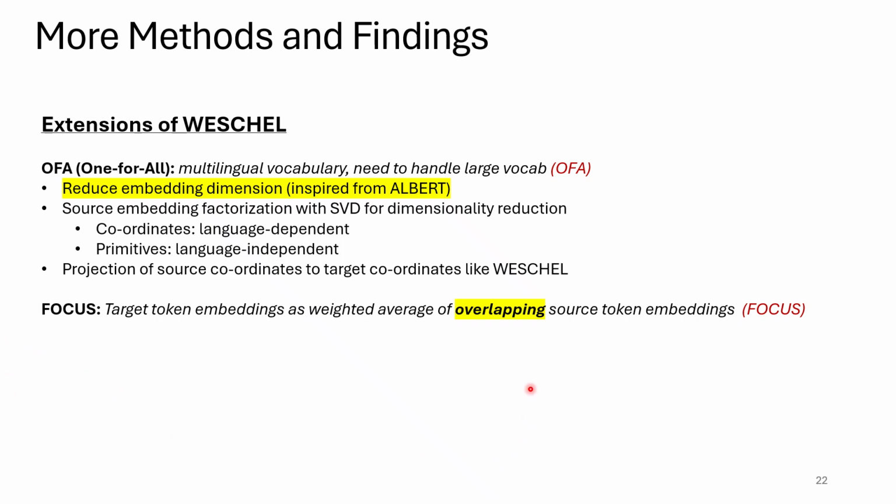FOCUS is another method. Here, the difference is that instead of doing a weighted average over all the existing tokens, you do a weighted average over only those tokens which overlap between the source and the new language. So that's the difference.